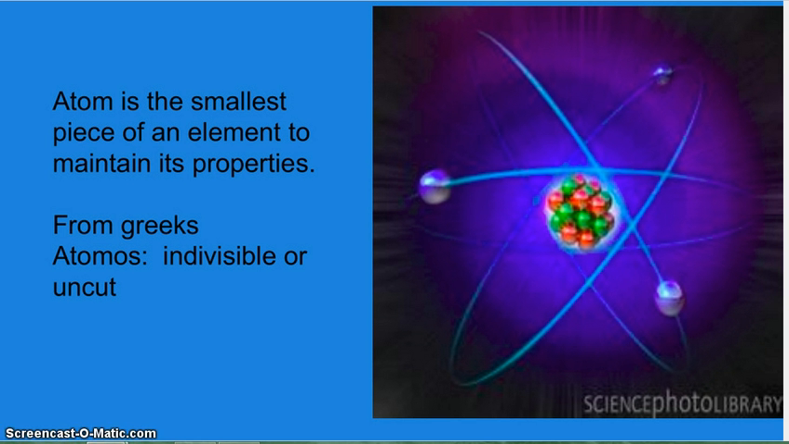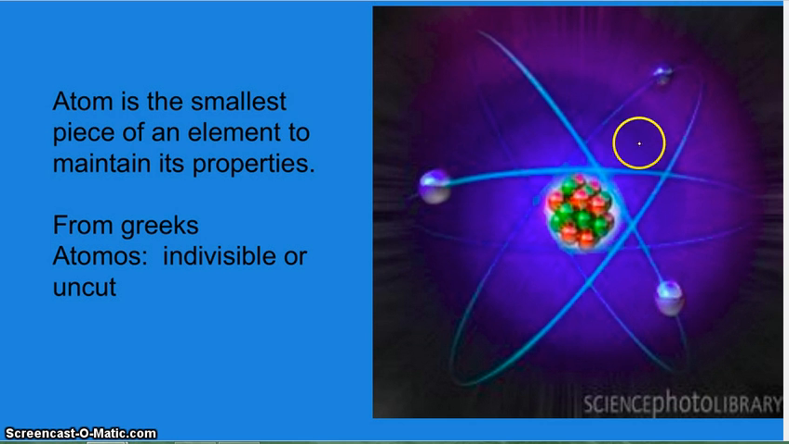And we know that an atom is the smallest possible piece of an element you can get to and still maintain its properties. So if you keep on breaking an element down and still want to have that element, the smallest piece you can get to is an atom. And we get that word atom from the Greeks, and with the Greek word, it means indivisible or uncut, meaning you can't break it down or get any smaller.